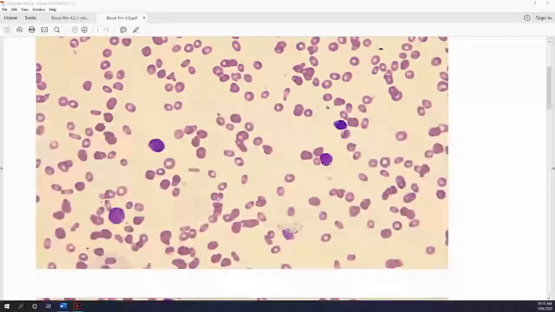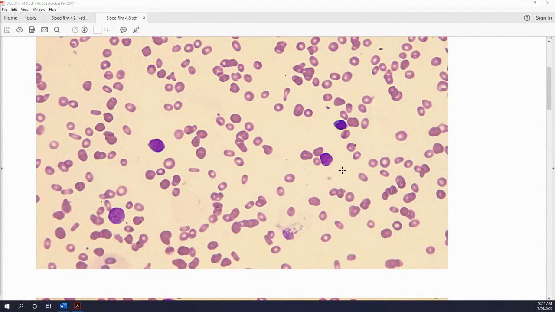Okay, that's going to share eventually. Here we go. So this is blood film 4.8. And so this is the ALL, and what I'm keen for you to see here, of course, are the blast cells. So blast cells, remember, are big cells. They are big cells. They're usually very dark. They usually don't have a lot of cytoplasm to them.